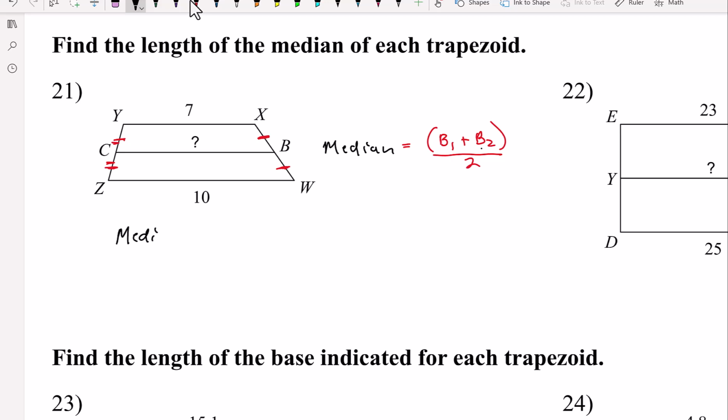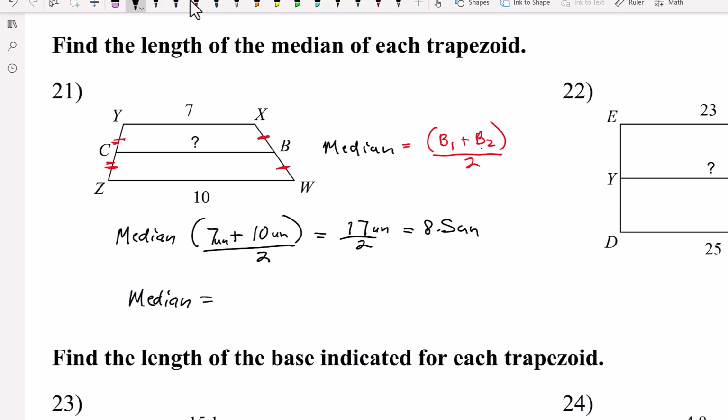So for here, we would say base 1 is 7 units. Base 2 is 10 units. Add those together, divide by 2, and you're going to get 17 units divided by 2 is 8.5 units. And then have students write the median is 8.5 units. I would actually have them mark it up here as well, just so that they're tying what we're doing mathematically to visually what it is we're actually doing.